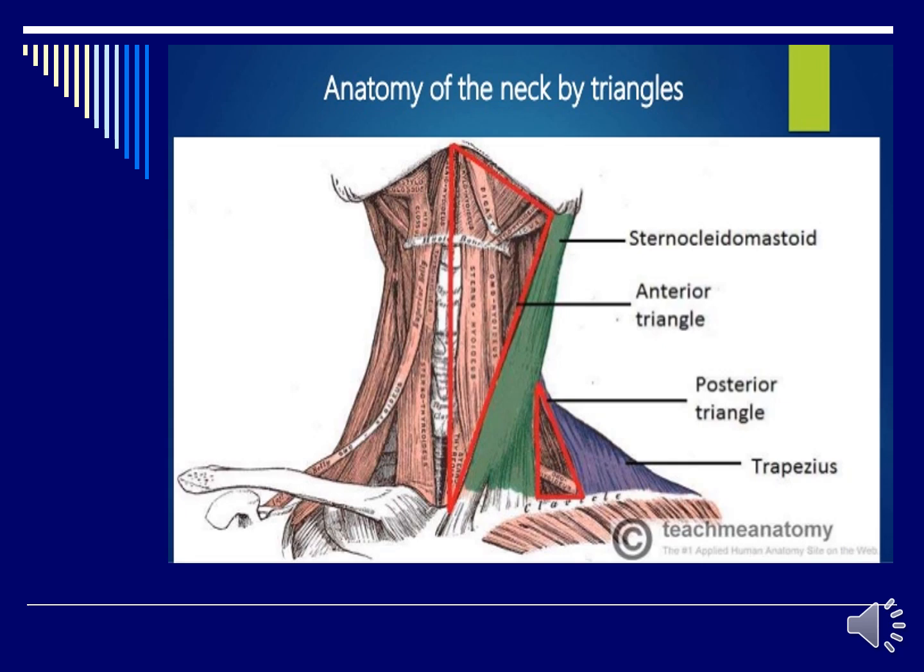The neck can be divided into two main triangles, anterior and posterior. The anterior triangle is bounded above by the inferior border of the mandible and laterally by the anterior rim of the sternocleidomastoid muscle, and medially by the midline, an imaginary line through the middle of the neck. The posterior triangle is bounded anteriorly by the posterior rim of the sternocleidomastoid and posteriorly by the anterior rim of the trapezius muscle. Below is the upper surface of the clavicle.